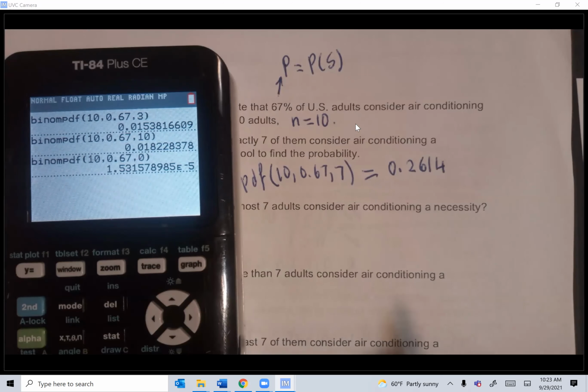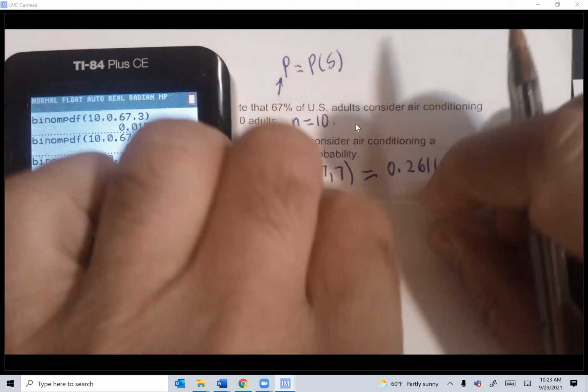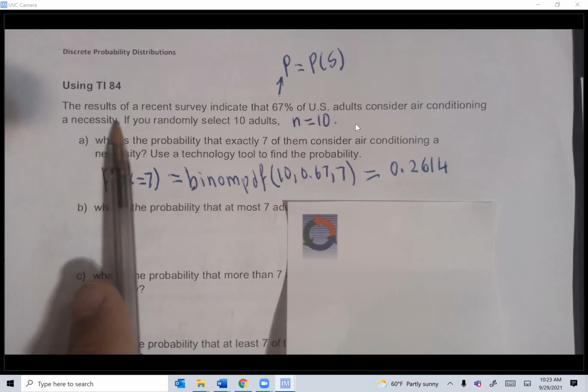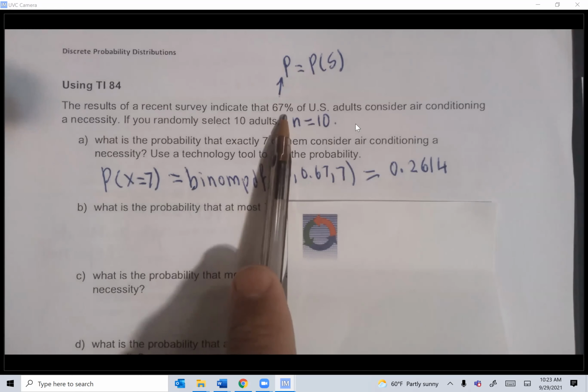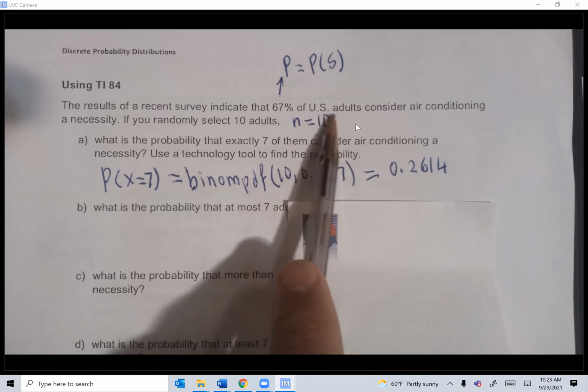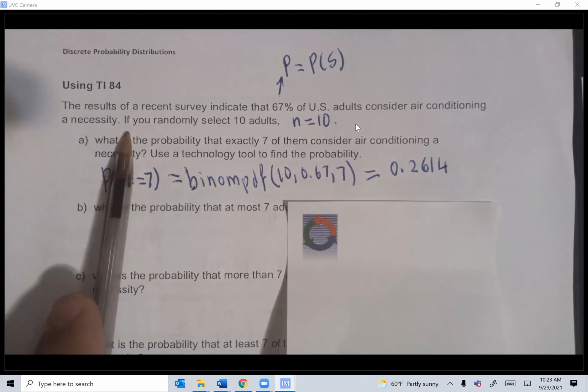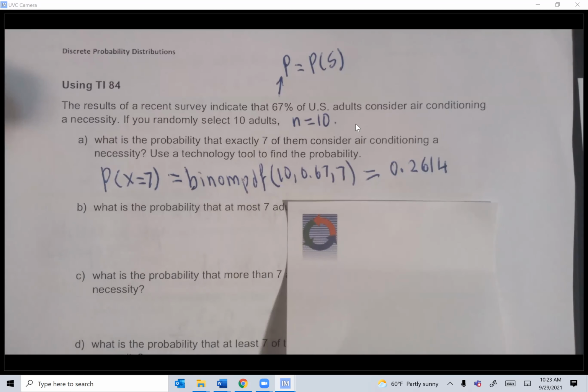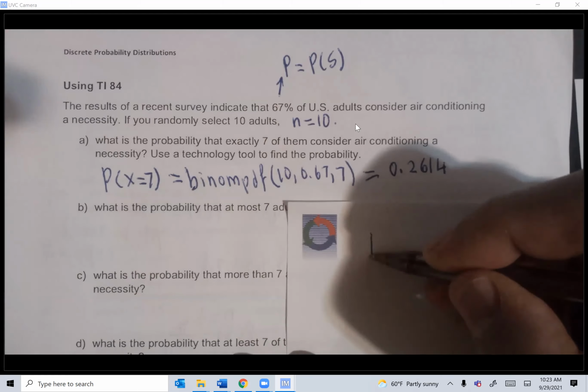Just put it right here before I proceed to the second question. It gives the results of a recent survey indicating that 67% of US adults consider air conditioning a necessity. If you randomly select 10 adults, construct the probability distribution of this. Construct the probability distribution means, guys, you have to do this.